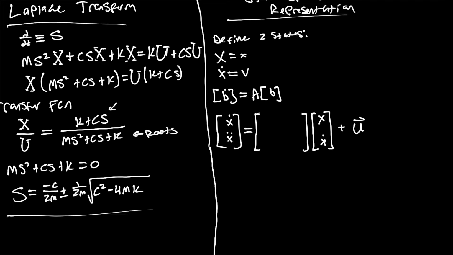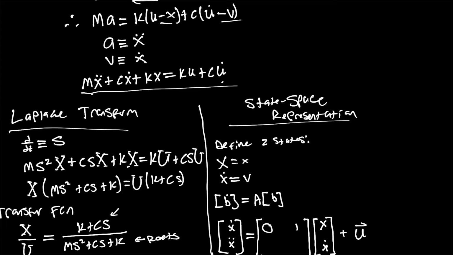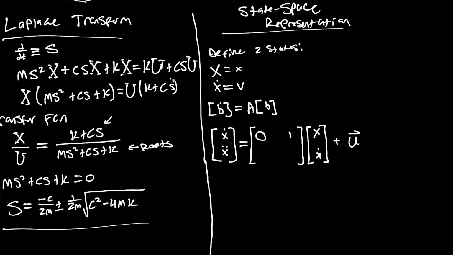X dot equals V. So if we're multiplying a matrix by a vector, we're basically doing a dot product of the column with the vector. So 0 is going to be our first term, because 0 times X, the X does not actually appear in the X dot term, but the X dot term appears in the X dot term once. So 0, 1 is our first column.